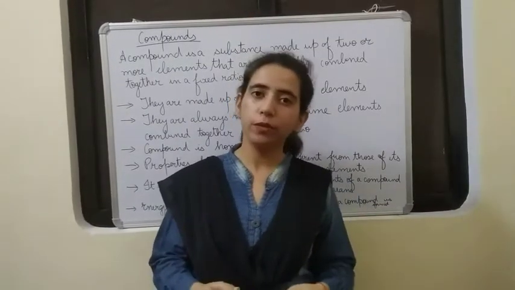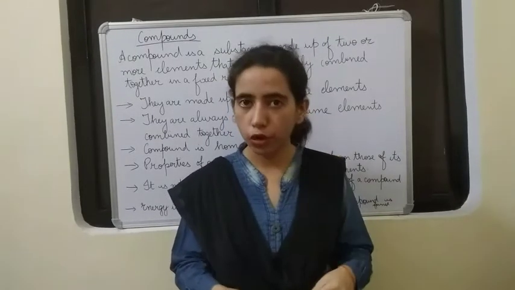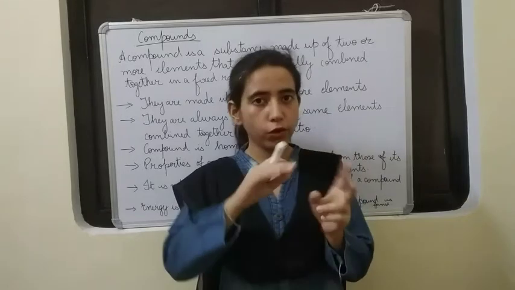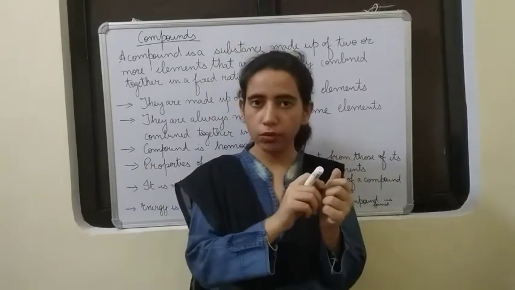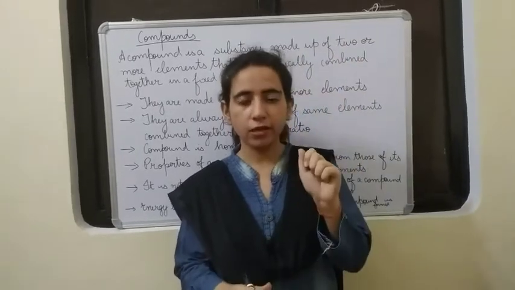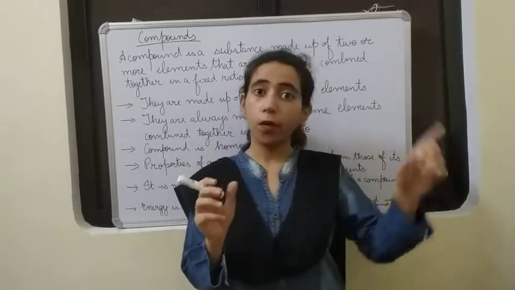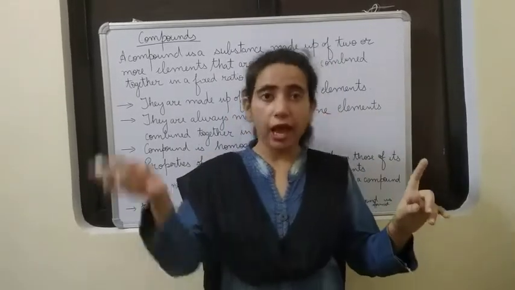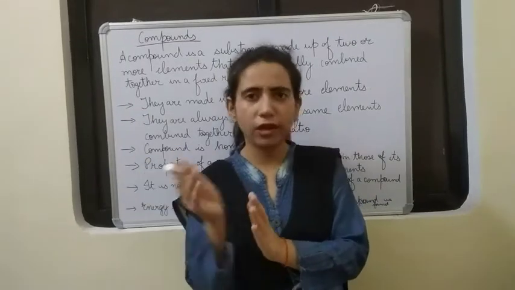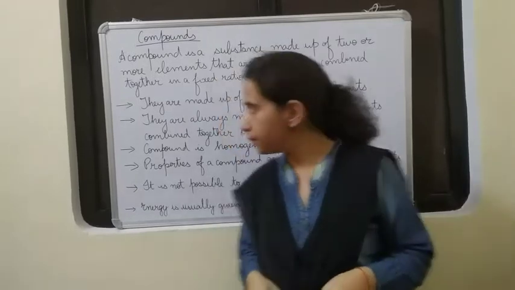Okay students, now I will be studying about compounds. In the first video I told you that pure substances are divided into two, elements and compounds, and pure substances are made up of one kind of particles. Elements are made up of one type of atoms and compounds are made up of different kinds of atoms. That means more than one kind of atom will be there. So let us see the definition of compound.